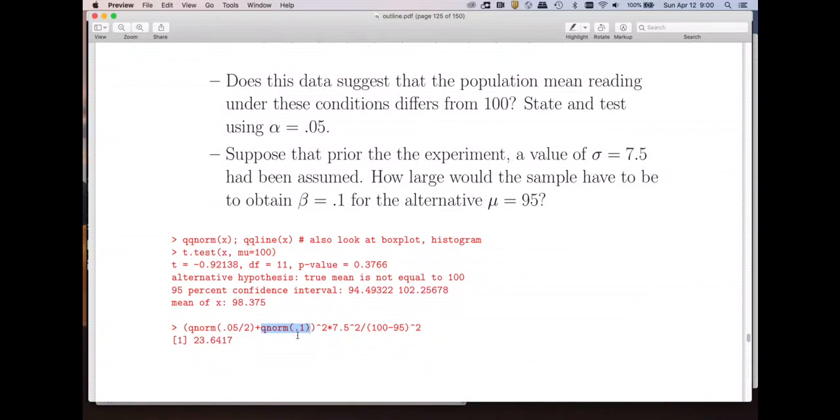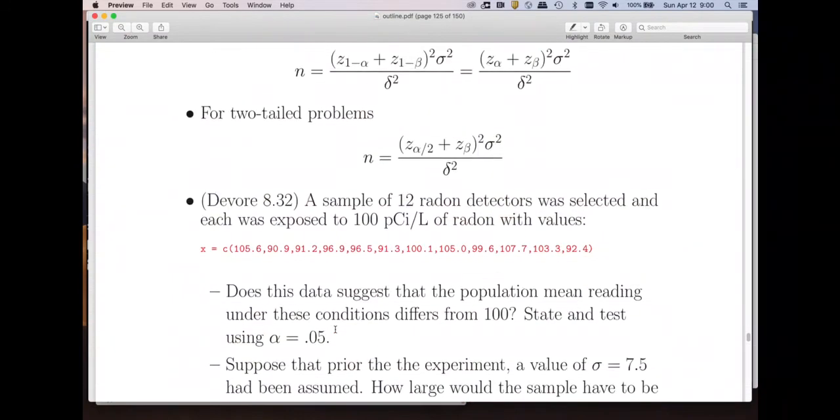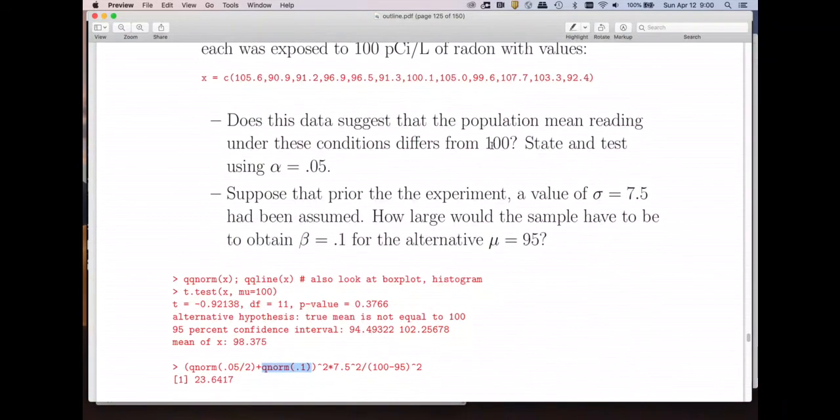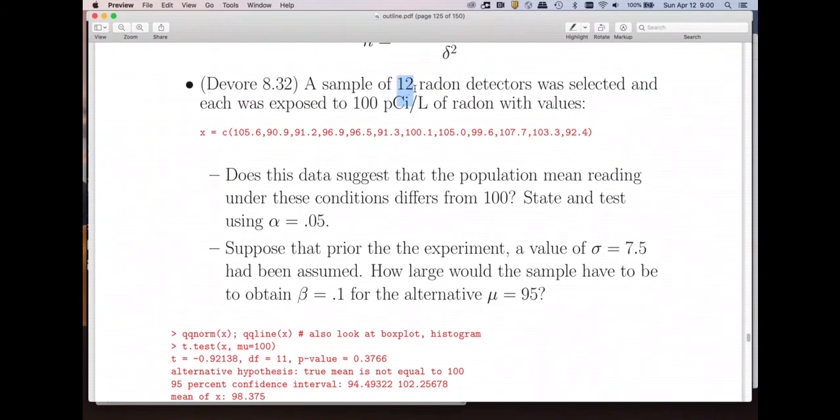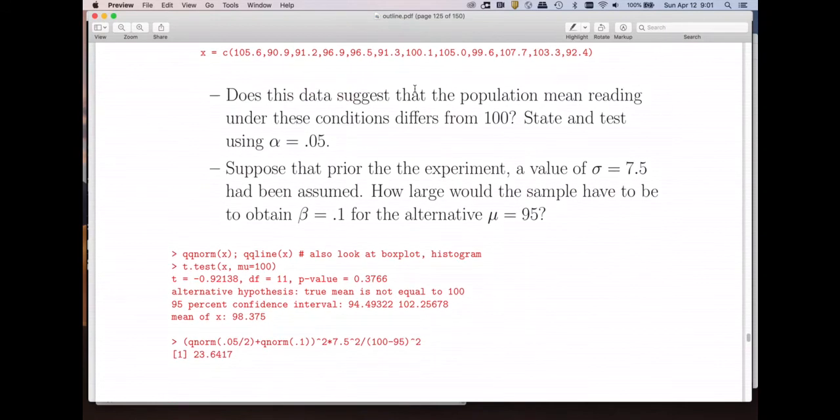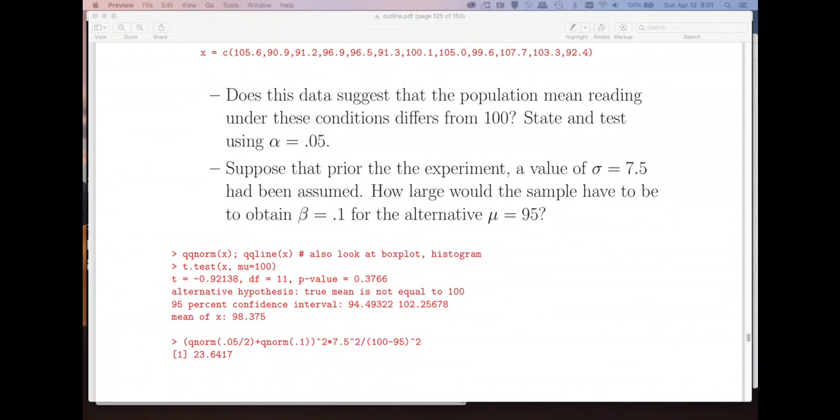So 1.96 plus 1.282, squared. Take your variance squared, this term, and divide by the magnitude of the difference that you want to detect. And so we need a sample of about 23. Clearly, we didn't have enough in this sample because we only had 12 sampling units. And so that was inadequate. All right, that's it for my lecture on power calculations for determining the sample size with the hypothesis test.